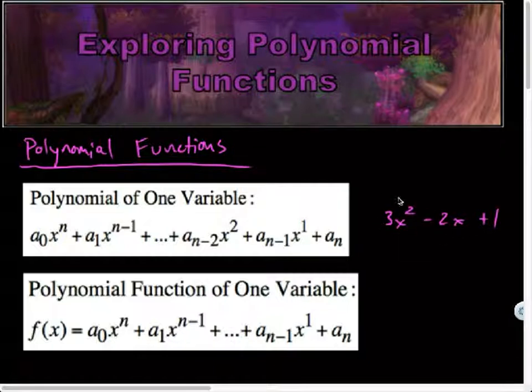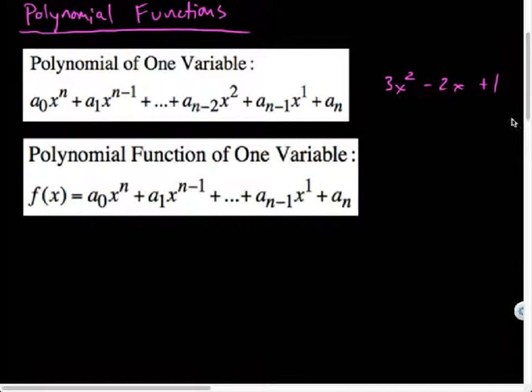Also, the thing I want to point out is that there are no negative exponents. So 3x to the negative 1, or the same as 1 over x, is no longer a polynomial in our classification. It's illegal. Although we would call that a rational function, and we'll talk about those later on in chapter 9. So the first thing I want to point out is what polynomials of one variable are, and here we also have polynomial functions of a single variable, just so you can understand what I mean by that.